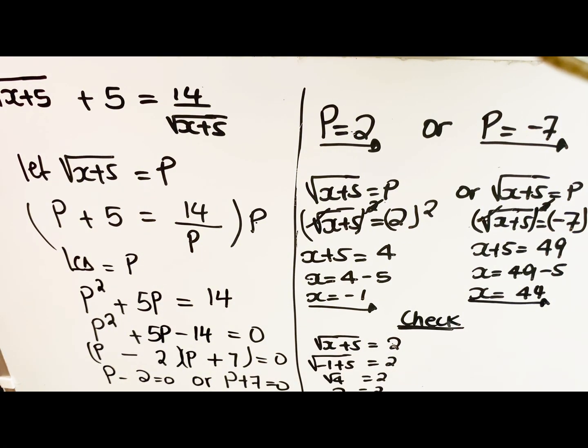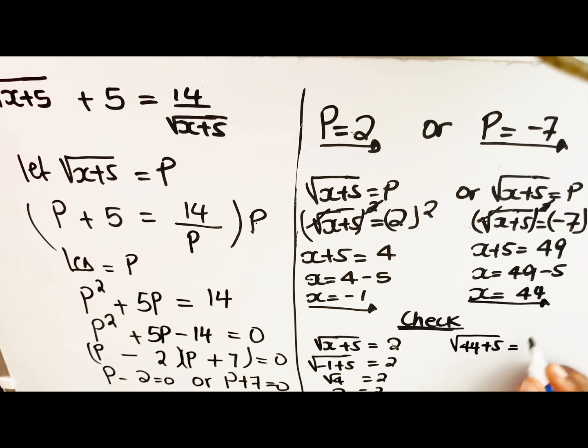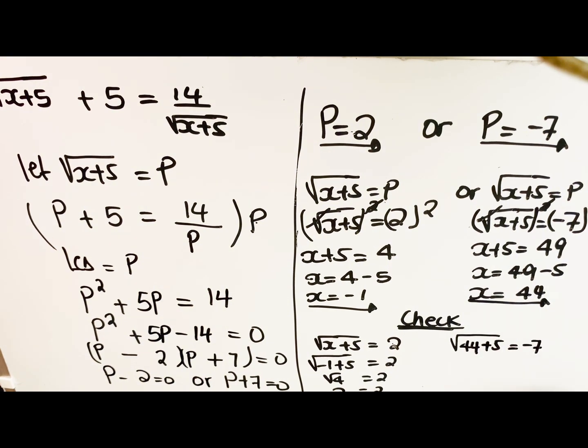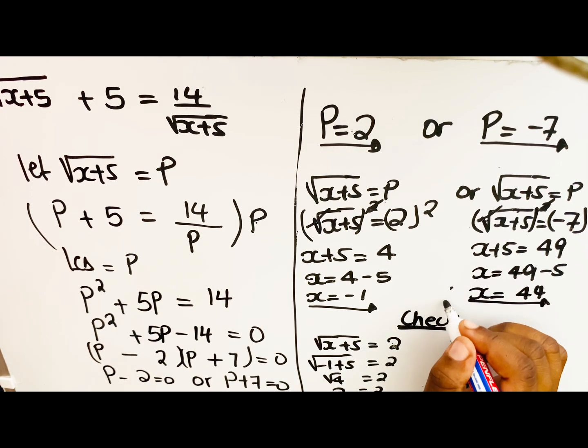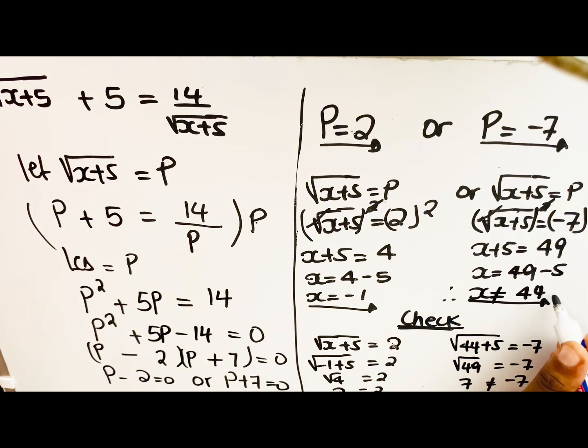When x is equal to negative 1, it works. We'll check with 44. Now x is 44, plus 5, and the right side is negative 7. Then 44 plus 5 is 49, and the right side is negative 7. The square root of 49 is equal to 7. We all know that 7 and negative 7 are not the same. So the left hand side is not equal to the right hand side. So we can therefore conclude that x must not be equal to 44. The value of x is negative 1.